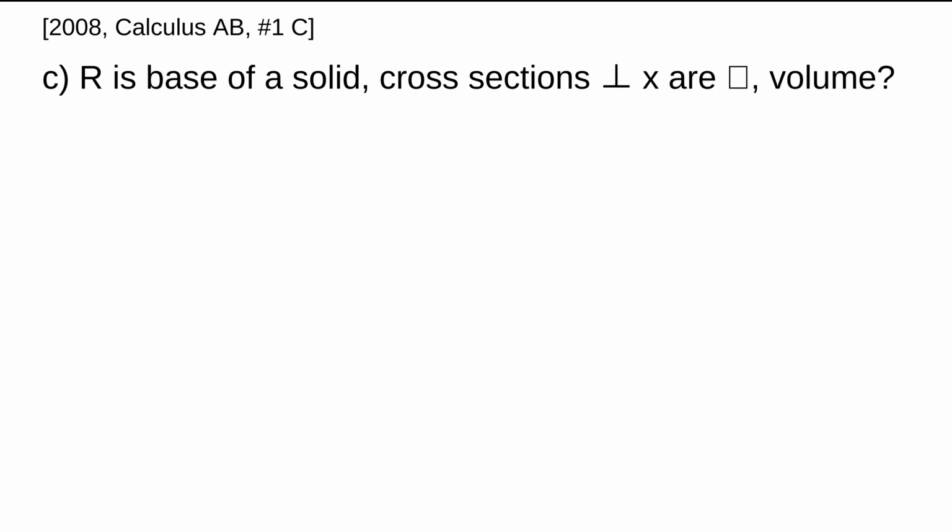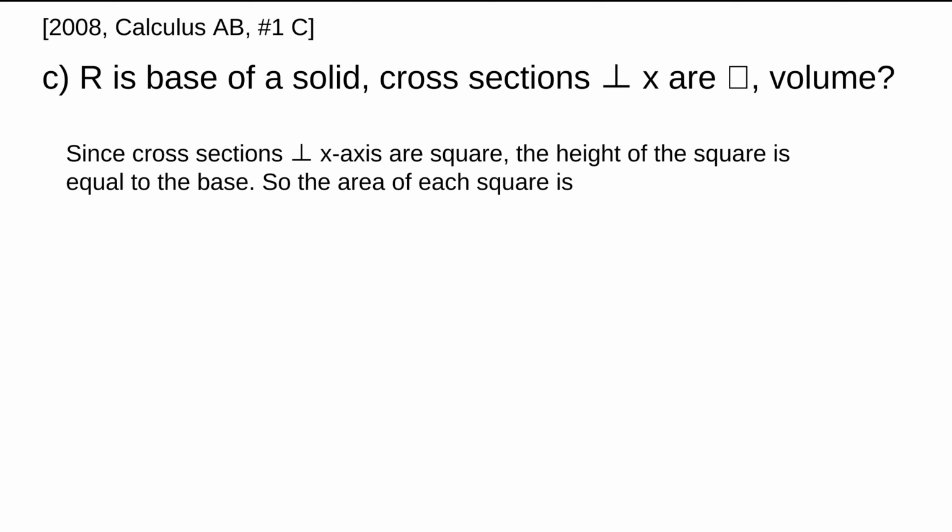In part C of this question, R is the base of a solid. Cross sections taken perpendicular to the x-axis are squares. Find the volume of that solid. Since cross sections perpendicular to the x-axis are square, the height of that square is going to equal the length of its base. That's just because that's a property that squares have.